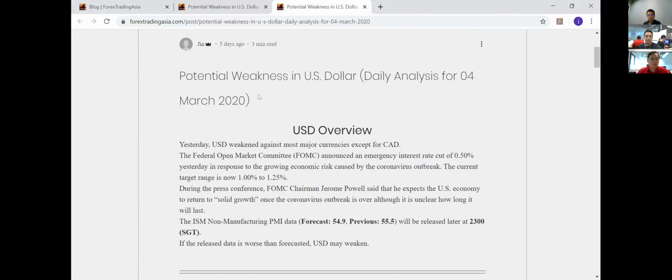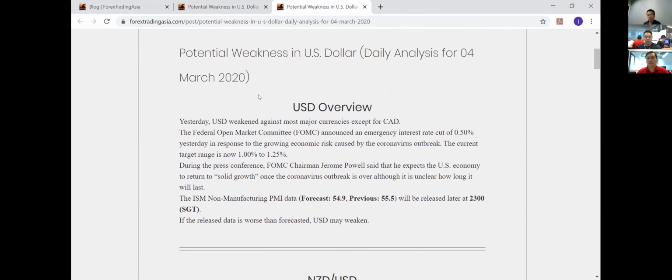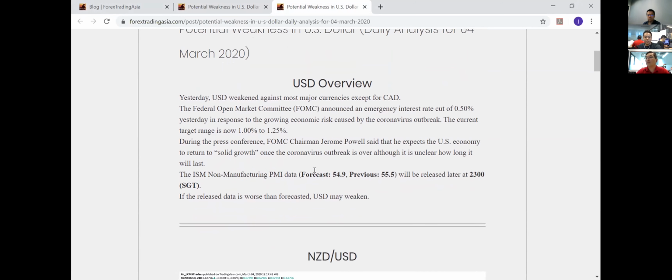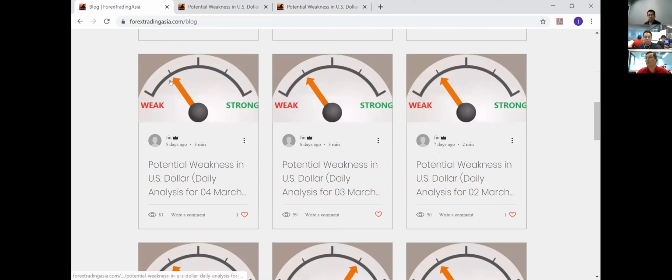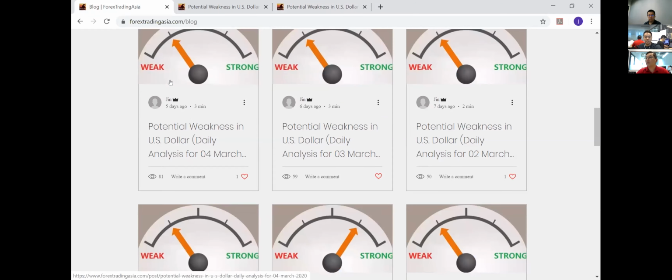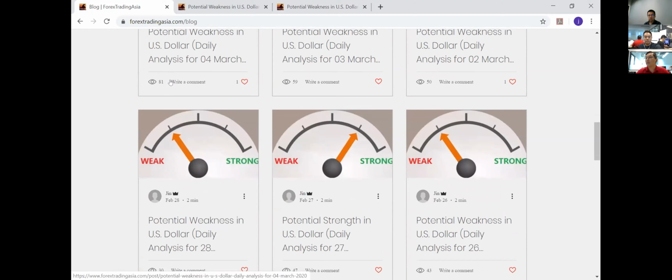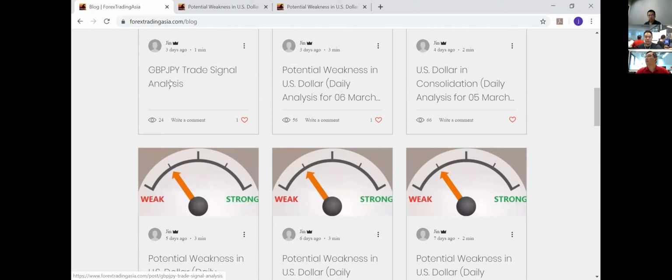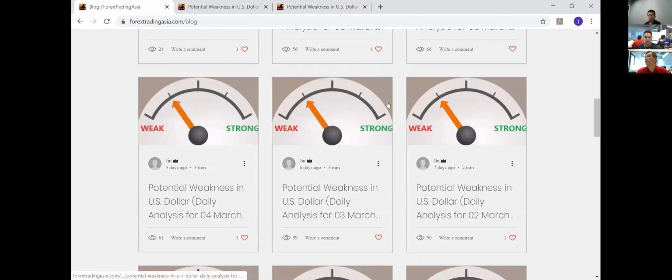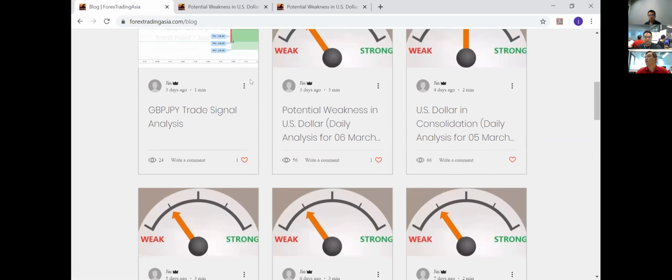Okay, so this is 2 days later, where we posted that for USD, there was an emergency interest rate cut of 0.5%, which led to further weakening in the US dollar. If I bring you to our weekly blog post, you can see that for the whole week, we had a bias towards USD weakness. You see weakness and consolidation throughout the week. And how does this translate to the charts? Let me show you.